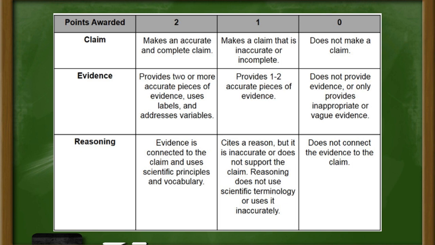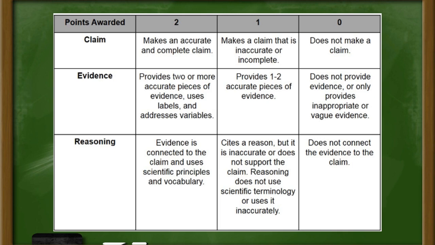The last category we're trying to earn points for is the reasoning category. In the reasoning category, you want to make sure that your evidence is connected to your claim and you use scientific principles and vocabulary. It's important to use that vocabulary that we have been talking about throughout this unit. By providing that information, we're able to see your scientific knowledge in full view. If you're not able to cite as much information and your claim and evidence are not connected, or they don't support one another, you may lose some points here. And remember, we're going for twos across the board.